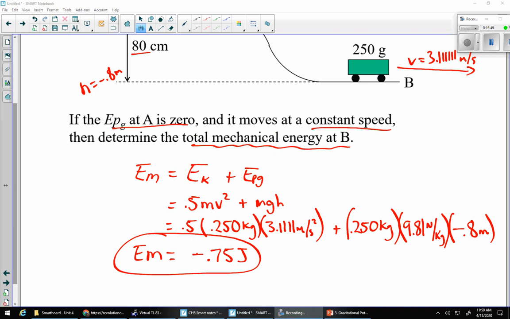Alrighty, so I plugged my numbers in. Again, a really important thing is that this is less than 0 for our height, which means we're going to have less than 0 mechanical energy, more like on a number scale kind of thing. So my mechanical energy, when all is said and done, worked out to be negative 0.75 joules. Again, that is not a direction. That's just saying that we have less than 0 mechanical energy, which is kind of weird, but works out.